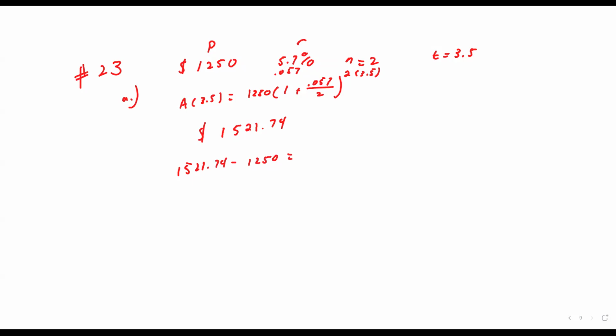So real quickly, do some calculations. And he made approximately $271.74. Ain't no more parts of it. All right, so there you go. And that's it. Just be able to use the formula.